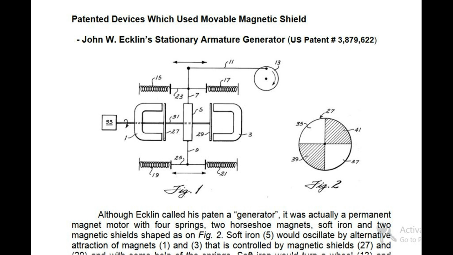Patented devices which used a movable magnetic shield: John W. Eklund's stationary armature generator, U.S. patent number 3,879,622.